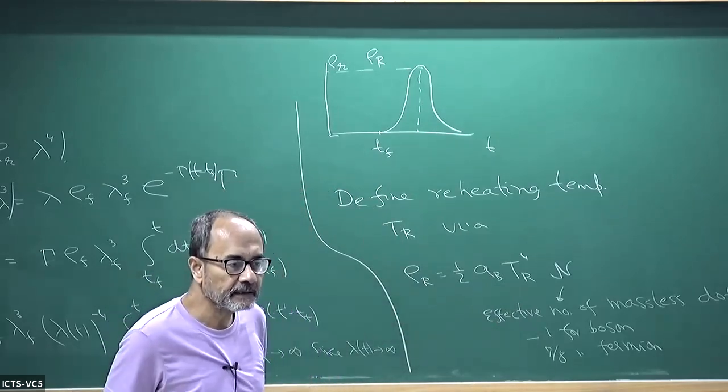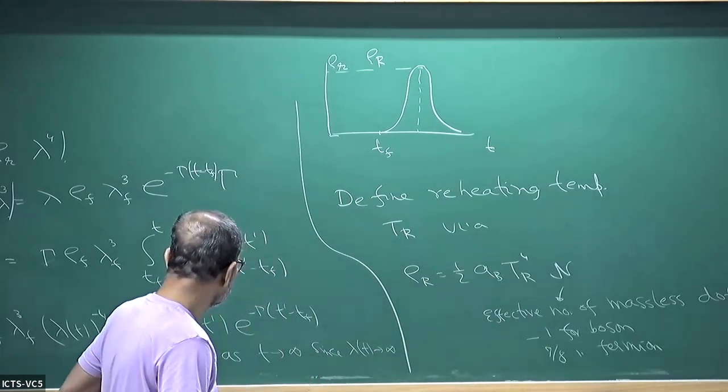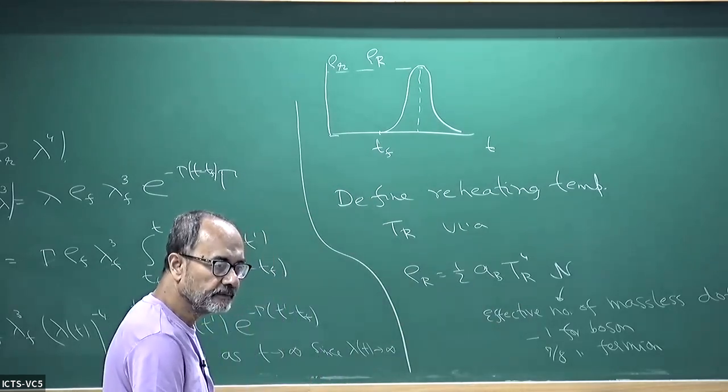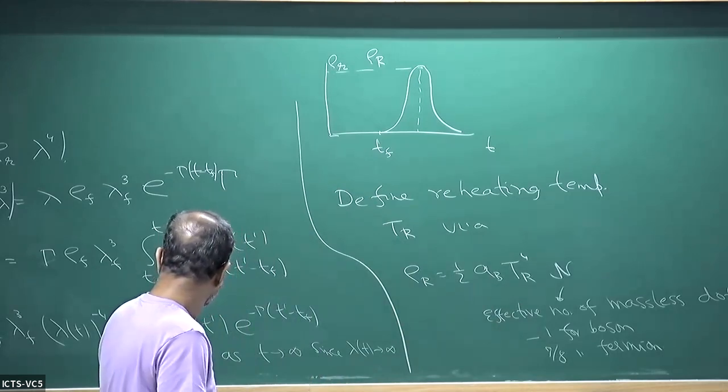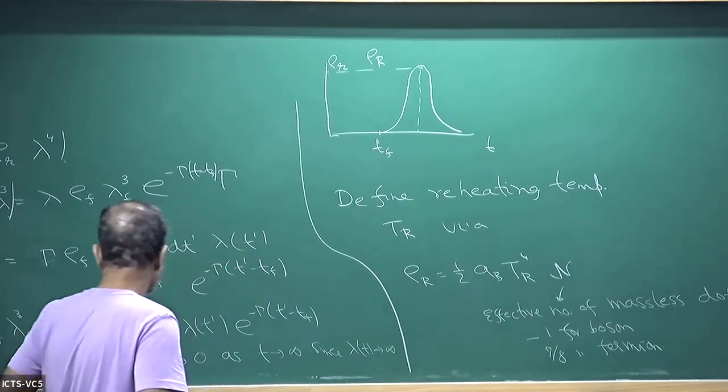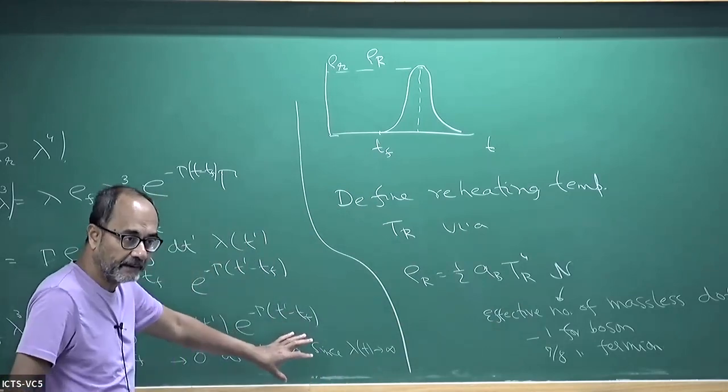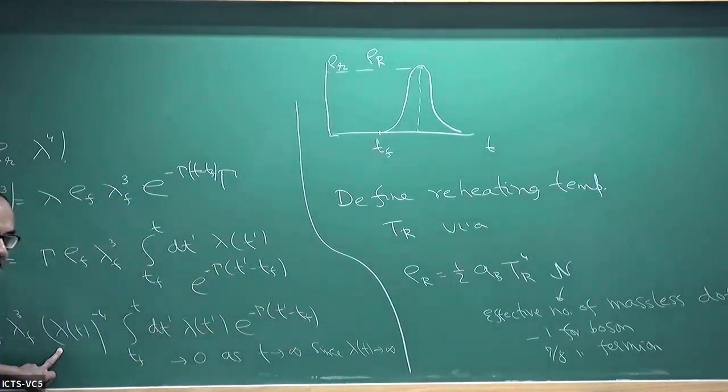Yes. If lambda is positive, how is rho r going to 0? Oh, because this integral is not going to 0. The integral is going to a finite value. This lambda t to the minus 4 is making it go to 0.